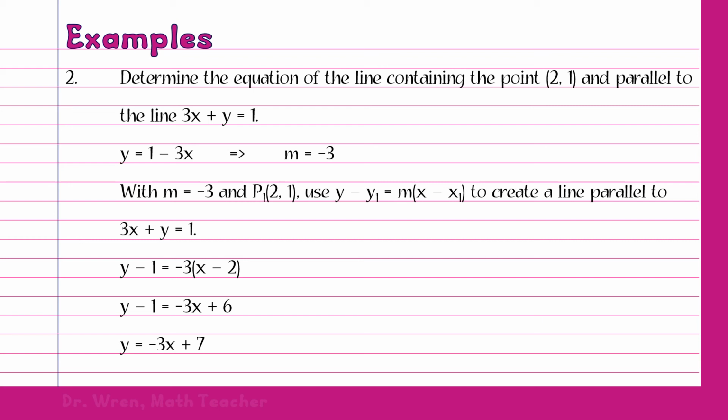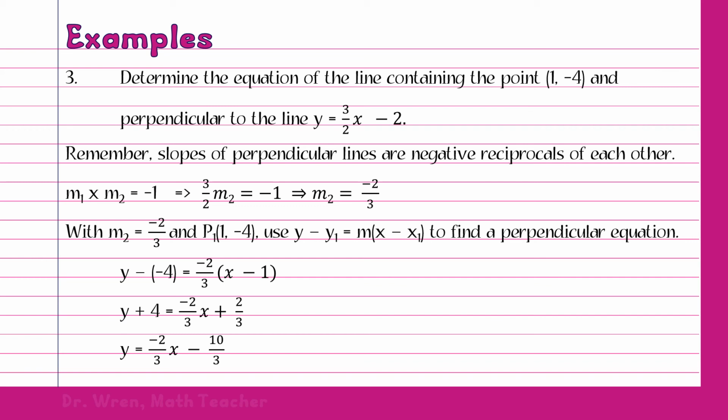Substitute these values into the general formula for an equation to produce a parallel line to 3x plus y equals 1. The line will be parallel because it will have the same slope as the equation 3x plus y equals 1. So we get y minus 1 equals -3 times x minus 2. The rest is algebra until we solve for y and arrive at our final equation, y equals -3x plus 7.